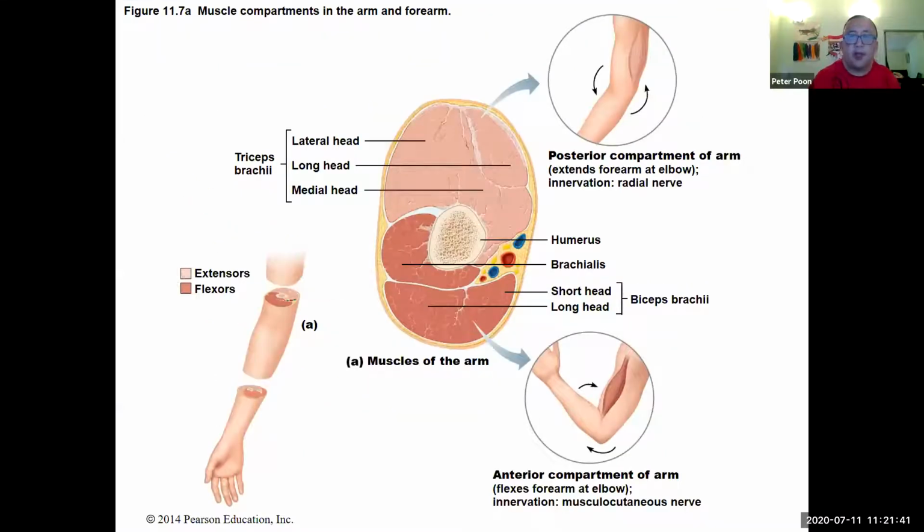So you see that here. Two compartments. The dark red compartment is the anterior compartment, the pink compartment is the posterior compartment.